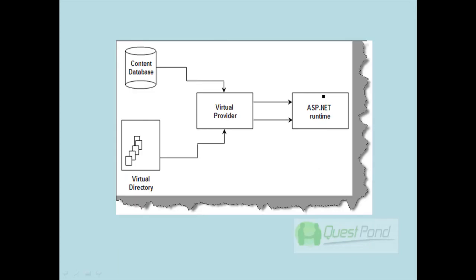So now if anyone requests a page, depending on whether it's a custom page or a common page, it fetches from the content database or it fetches from the virtual directory. When I say who fetches, I mean the virtual provider. The virtual provider is nothing but your HTTP handlers and HTTP modules, which we discussed in the previous session. As soon as you request a page, the virtual provider first determines whether this is a content page or a customized page. So it goes to the content database, fetches it, gives it to the ASP.NET runtime, which parses the page and gives it back to the handler, and the handler gives it back to the client.